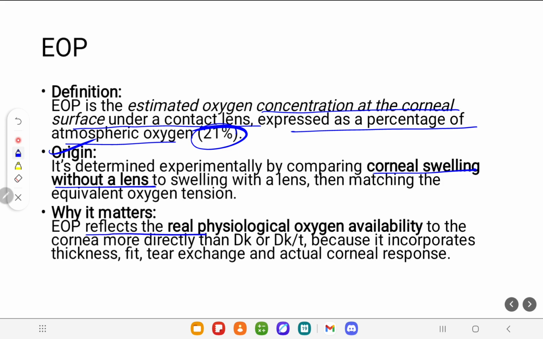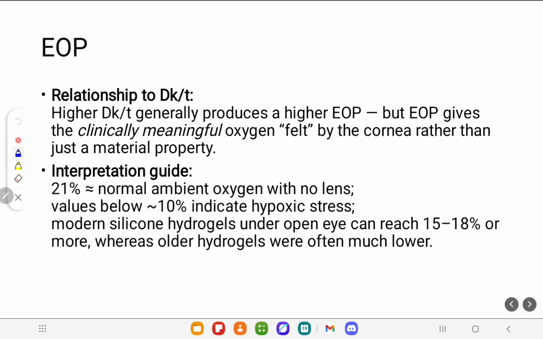equivalent oxygen percentage reflects the real physiological oxygen availability to the cornea more directly than Dk and Dk/t, because it incorporates thickness, fit, tear exchange, and actual corneal response. Actual corneal response is centrally important, and we take all these things into account in the case of equivalent oxygen: thickness, fit, tear exchange, because all these carry oxygen to the corneal surface, isn't it? So relationship to Dk: yes, obviously, if Dk/t goes higher, then the EOP is higher. But EOP gives a clinically meaningful oxygen felt by the cornea rather than just a material property.